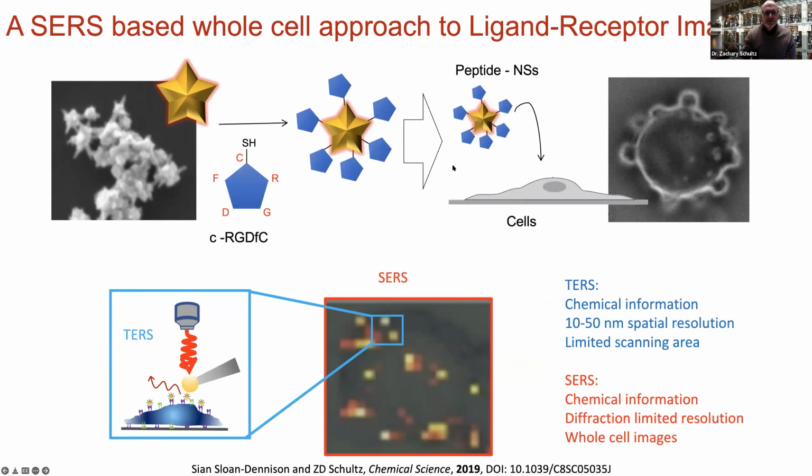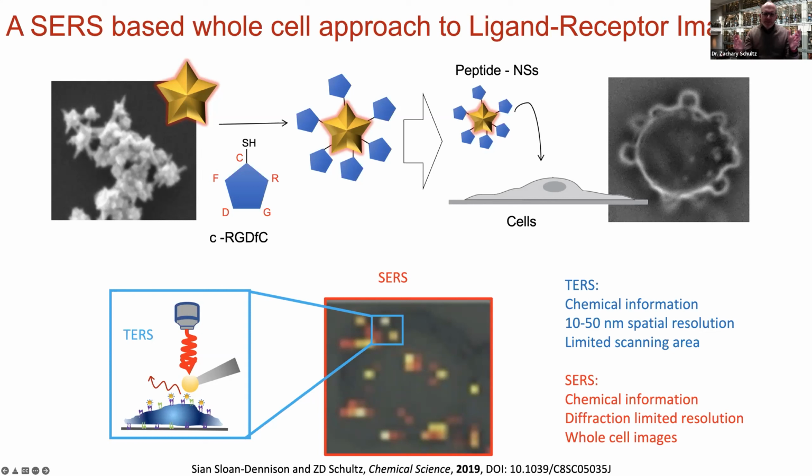Sorry, I went to a slide too far. We take our RGDFC peptide, and now we just decorate it using the cysteine gold chemistry onto these nanostars that we can then incubate with our cells in culture, and then we can even keep them alive while we're imaging to see where the nanoparticles have bound to detect that spectral information that I was referring to in previous slides. There are a few trade-offs with SERS imaging over TERS imaging. With TERS, you had really high spatial resolution on the order of 10 to 50 nanometers, but you had a limited scanning area.